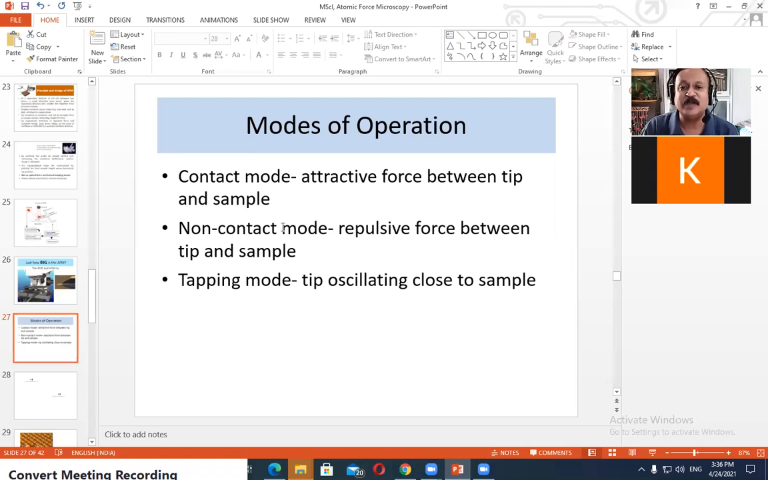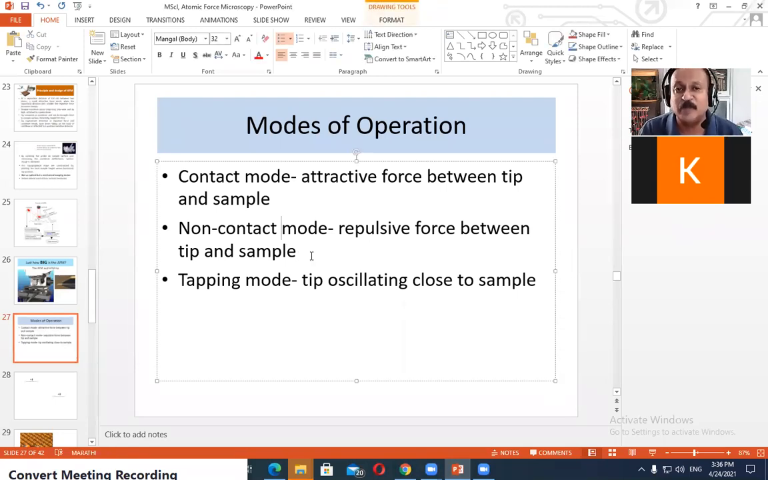In the non-contact mode, as I told you, because in the contact mode there is a probability that the probe might break if it collides against some feature on the sample surface, people go for what is called the non-contact mode, where the repulsive force between the probe and the sample surface is used for imaging. Because of that, the tip will not actually collide with the sample features. But sometimes there is still a chance that the probe might collide with the features on the surface, and therefore it might break.